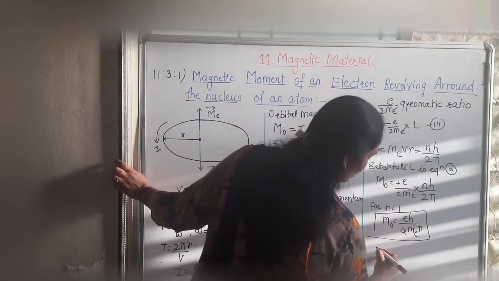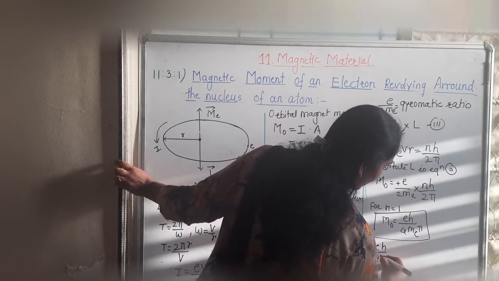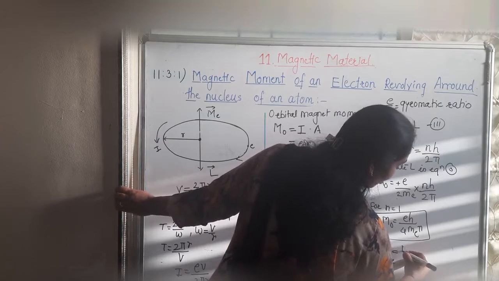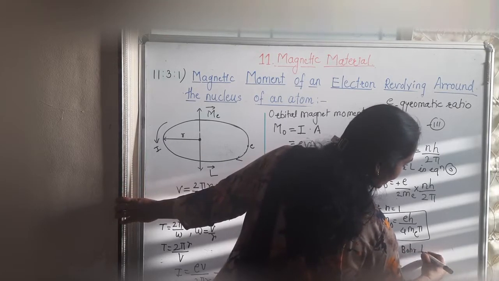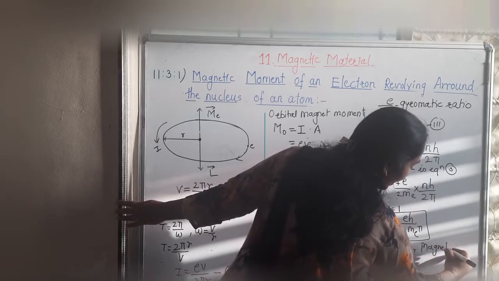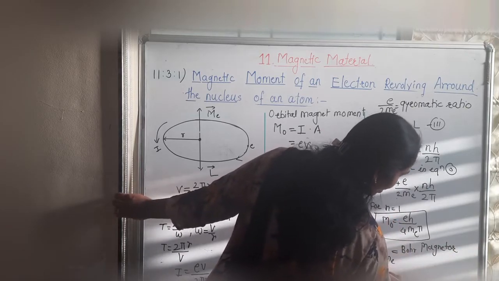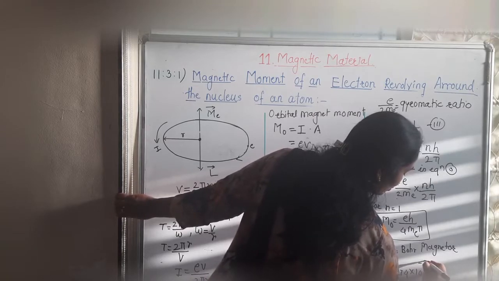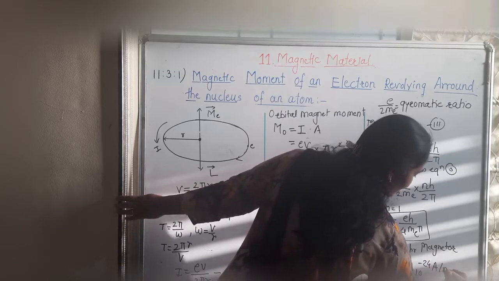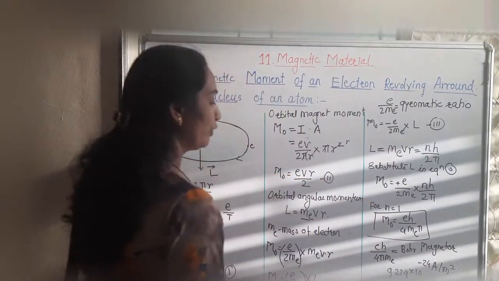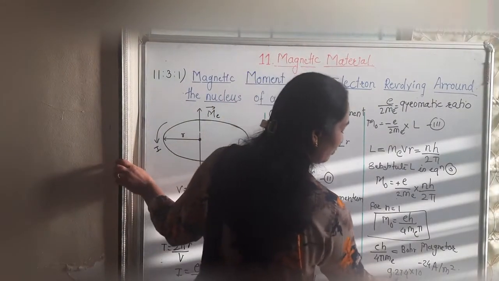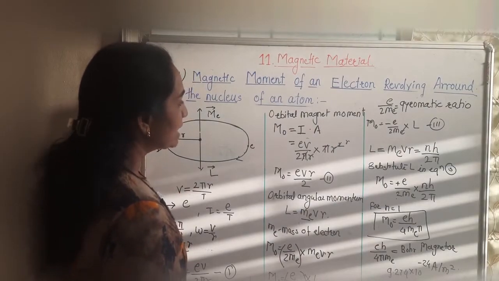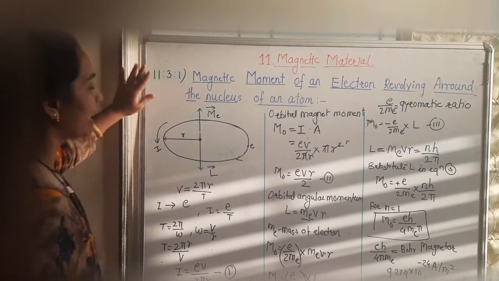This value, eh upon 4 pi Me, is called the orbital Bohr magneton. The value of this Bohr magneton is equal to 9.274 into 10 raised to minus 24 A m squared. In this video we calculate the magnetic moment.